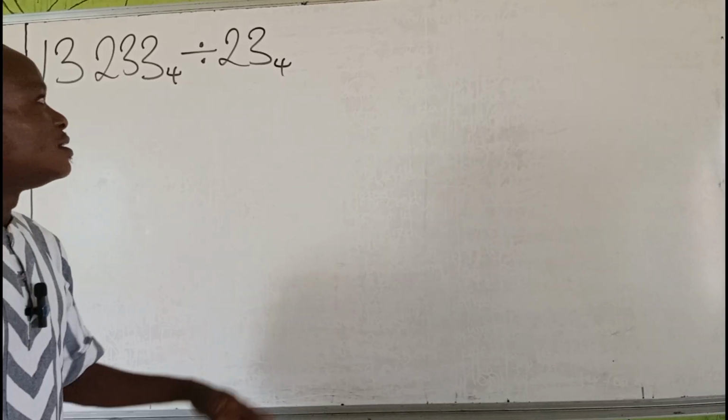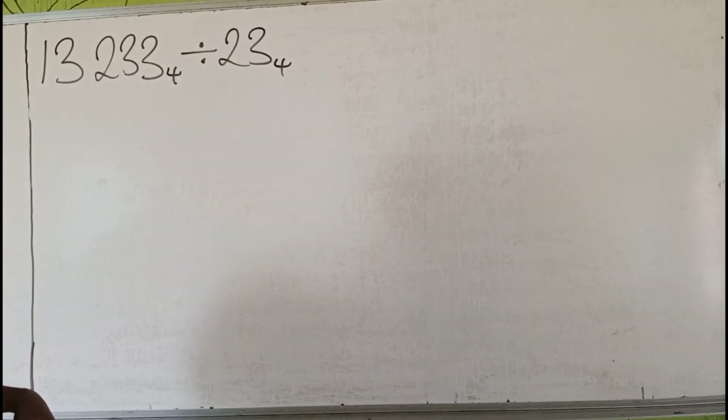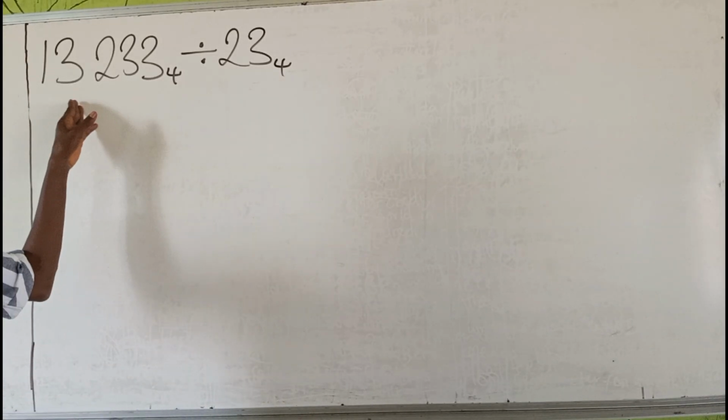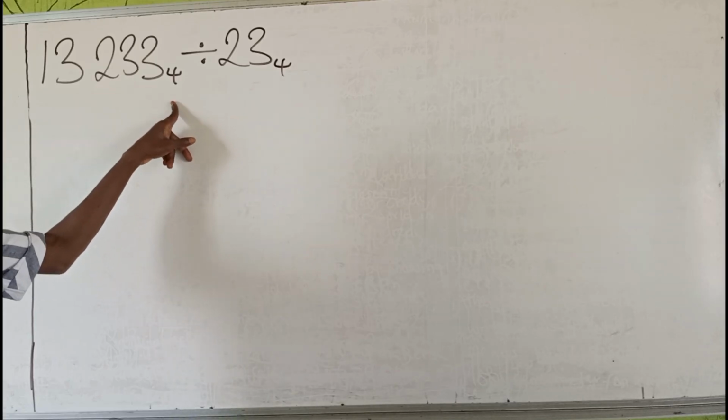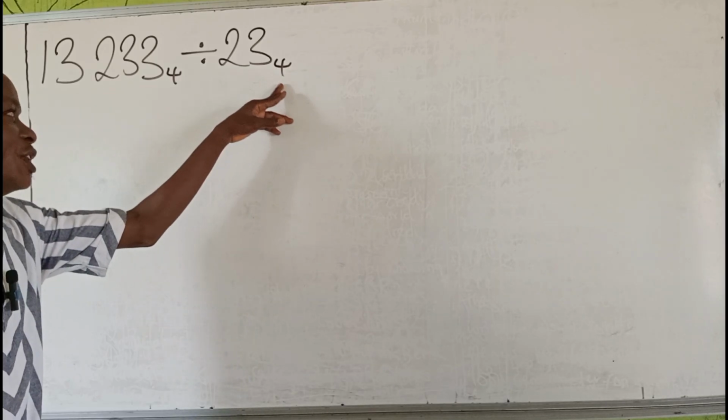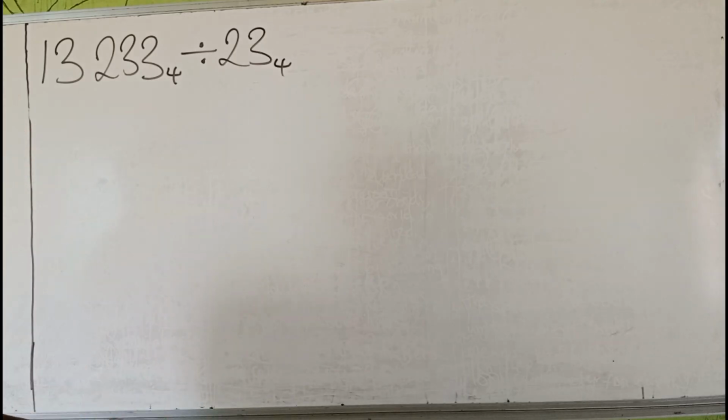Hello viewers, we'll be looking at the question on the board. We are asked to divide 13,233 in base 4 by 23 in base 4. I want to apply the second formula, whereby we divide directly in base 4.